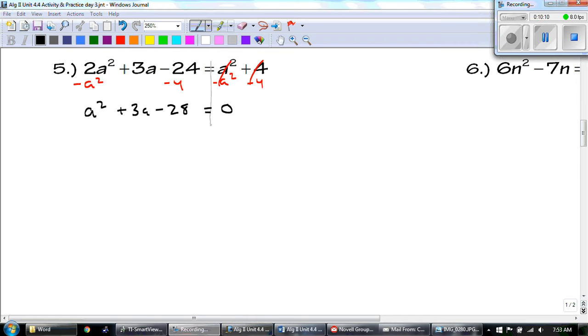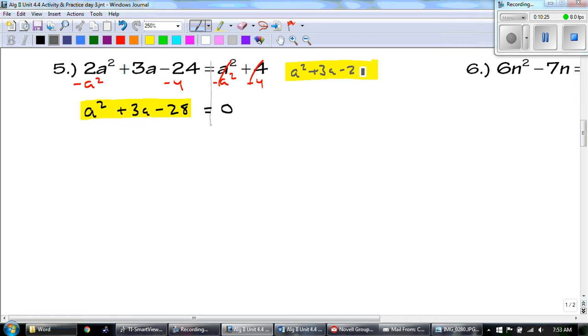Okay, so you should have gotten a squared plus 3a minus 28. There's no GCF, so this is what I'm going to come over and bring to the other side. And I'm looking for numbers that multiply to negative 28 and add to get to positive 3. And if you can't think about that, write down all of the factors. 1 and 28, 2 and 14, 4 and 7.